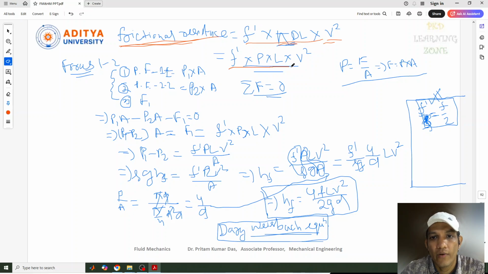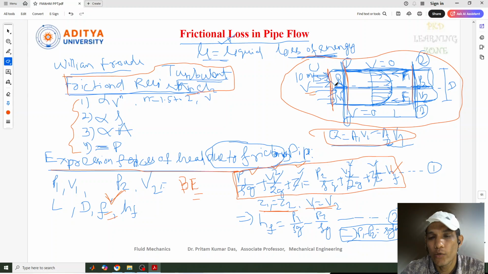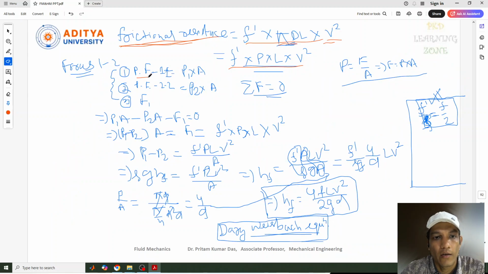Now from here what we got, you can keep it there. Now go for the forces. What are the forces acting at section 1 and section 2? As I told, this is P1 and P2, the intensity of pressure at this side. P1 is the intensity of pressure at this point. So what is the pressure force there? So force equal to P1, the pressure intensity, into area. Similarly here also, and this is the frictional force.